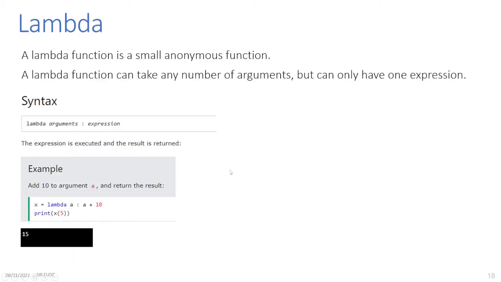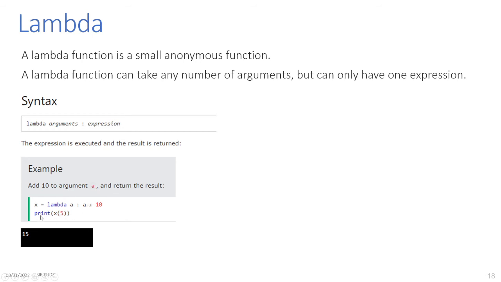Lambda. A lambda function is a small anonymous function. A lambda function can take any number of arguments but can only have one expression. So lambda, we have arguments, colon, and then we have the expression. The expression is executed and the result is returned. So add 10 to argument A and return the result. So lambda A, that's the argument. So A plus 10, that's the return result.